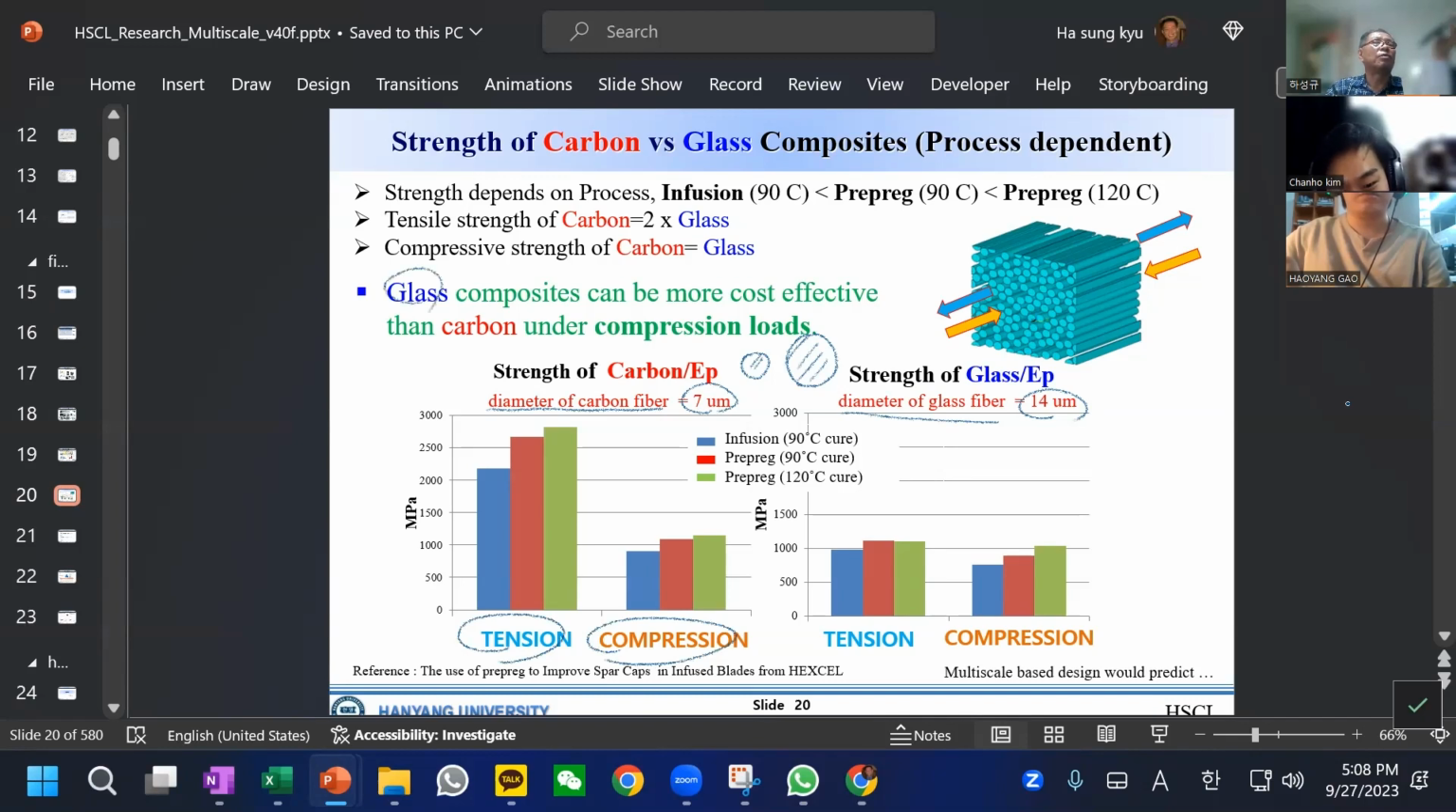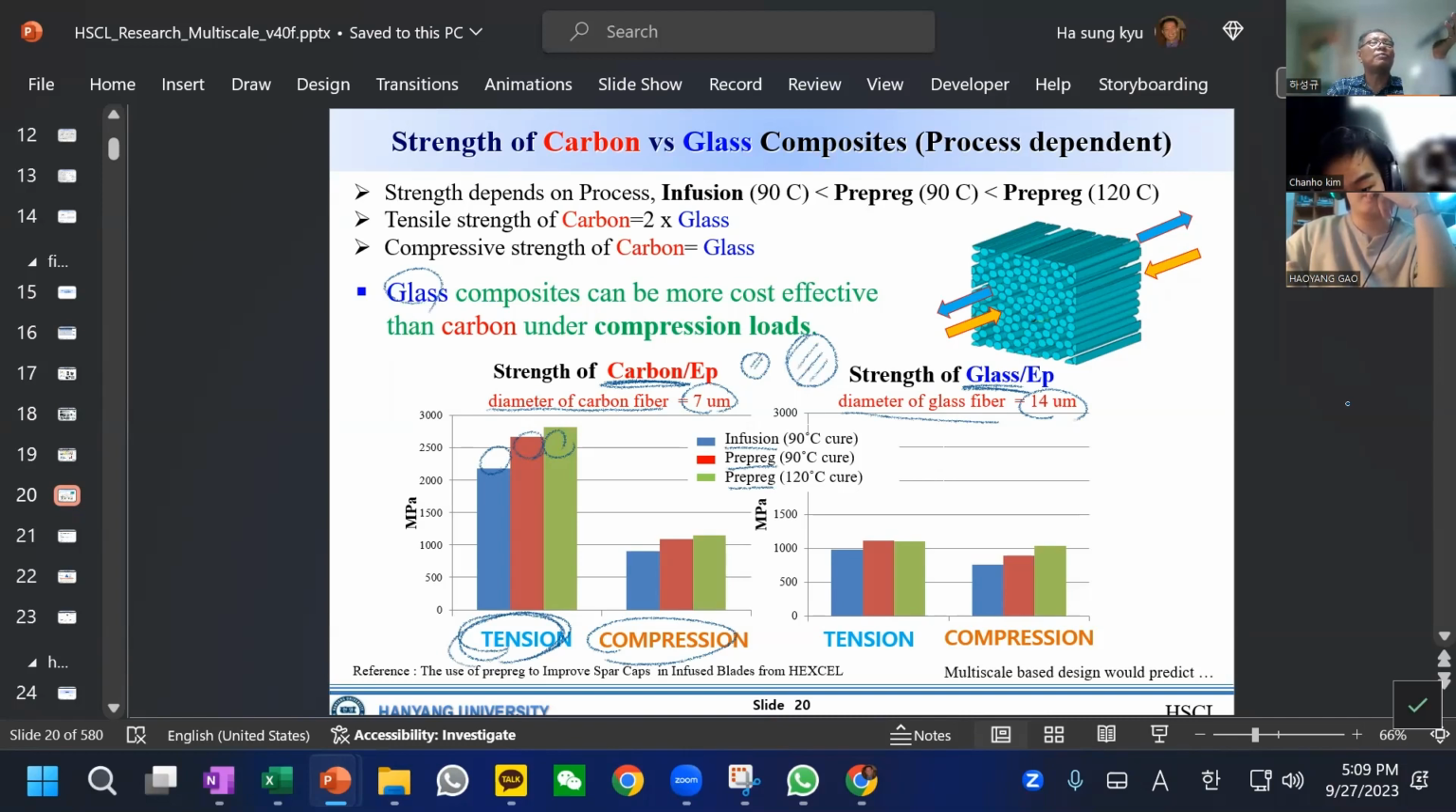glass. This is a carbon fiber, and this is a glass fiber. And you can see the tension property. We have three different tension behaviors. Why? Depending on the manufacturing process. This also makes the situation difficult for the designer.